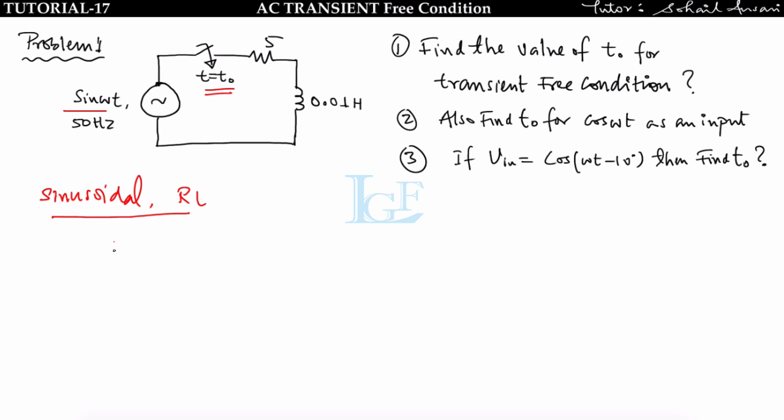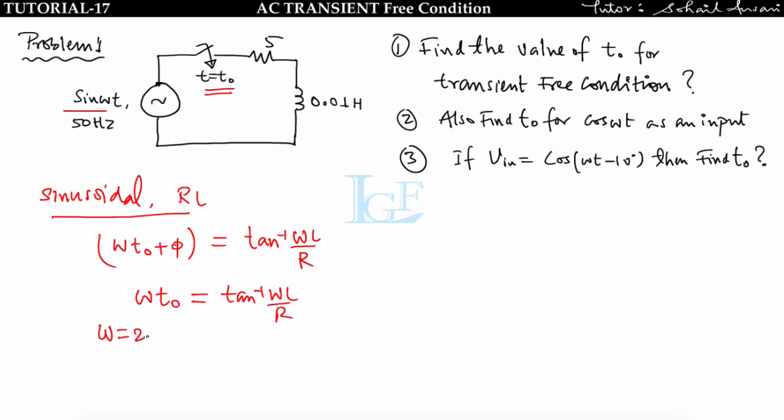So what I will do: omega t naught plus phi is equal to tan inverse omega L upon R. Now phi is equal to what? 0, because sin omega t is not phase shifted. So phi is equal to 0. I can write omega t naught is equal to tan inverse omega L upon R. Omega is equal to 2 pi f. So finally I will get t naught equal to tan inverse omega L upon R, divided by 2 pi f.